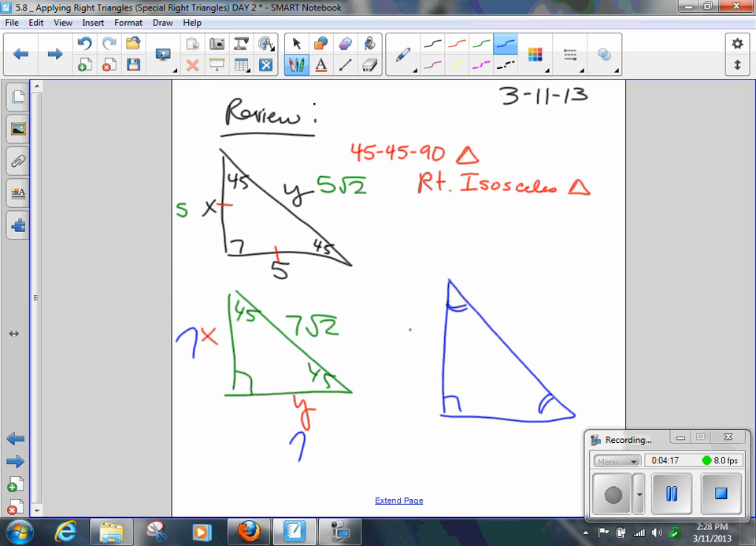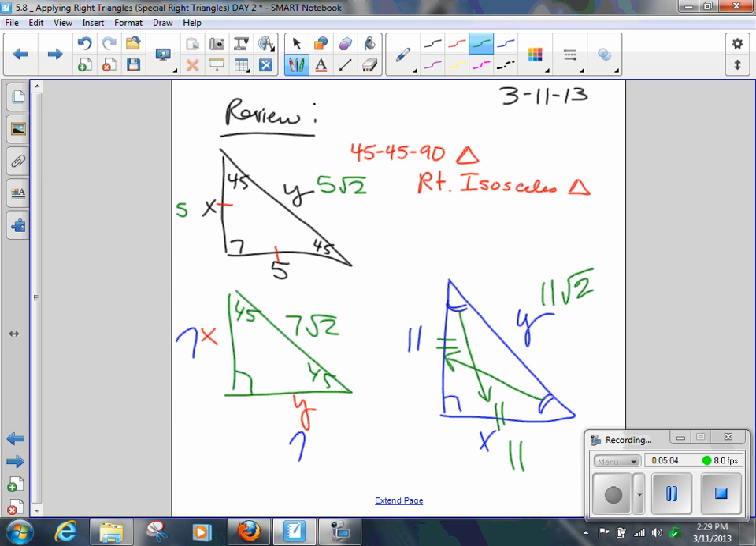How about this one? Do that one real fast. How do you know this one's a 45, 45, 90 triangle? Because the two angles are marked congruent to each other. Okay? Look at this real quickly. What do we have? First of all, which ones are congruent? X and 11. This x has got to be 11 if they're congruent sides. That means if those two legs are 11, what is the hypotenuse? 11 root 2.